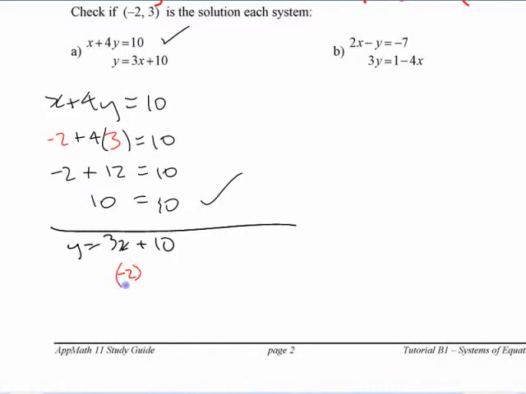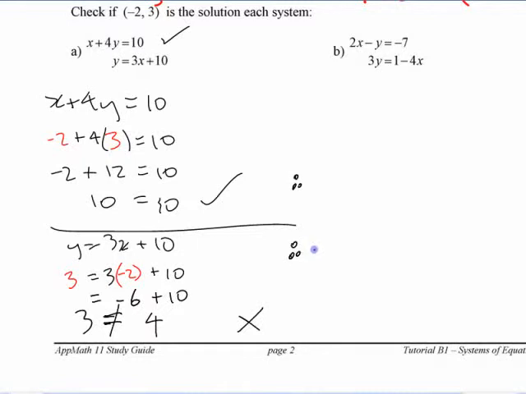Negative 2 is x. 3 is y. 3 times that plus 10. Does that work? 3 times negative 2, what is that? Negative 6 plus 10 is what? 4? 4 is obviously not equal to 3, right? This doesn't work. If it only works in one of the equations, it is not the solution. Therefore, there's a symbol for therefore, it's 3 little circles or dots. Therefore, negative 2, 3 is not the solution.